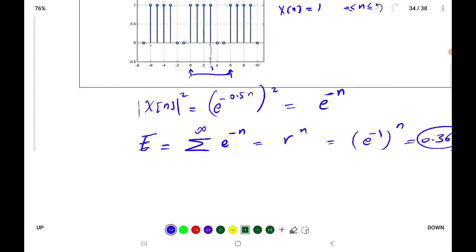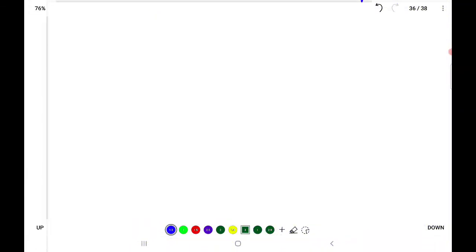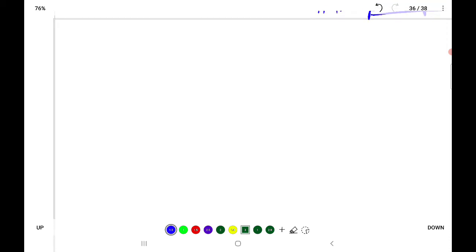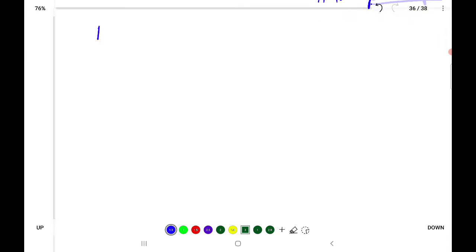So let's just do that. I will just go to a new page. How can you find the power for a periodic signal? Now you ask again, why don't you write the energy formula? Because a periodic signal usually is a power signal. So I try my luck and see if it's going to work. For a periodic signal, the average power formula is defined like that.